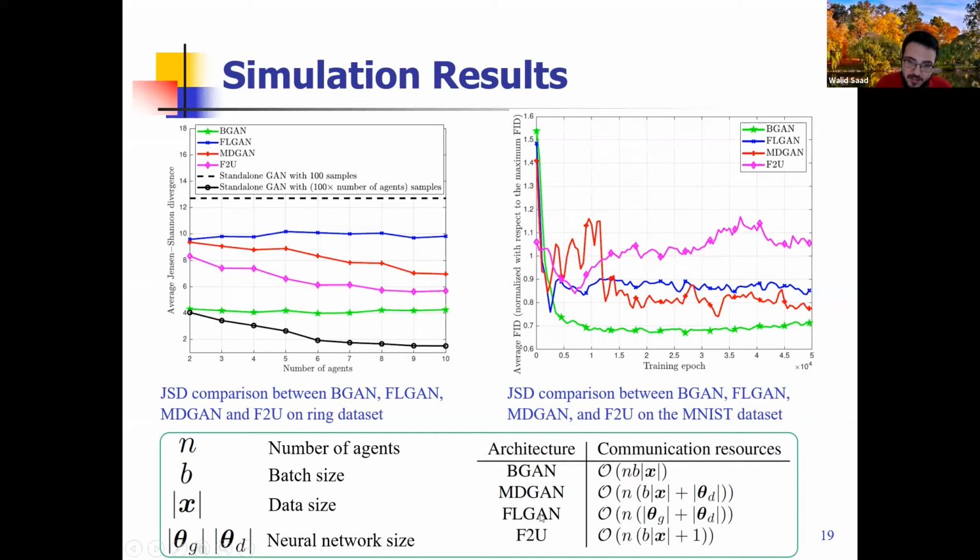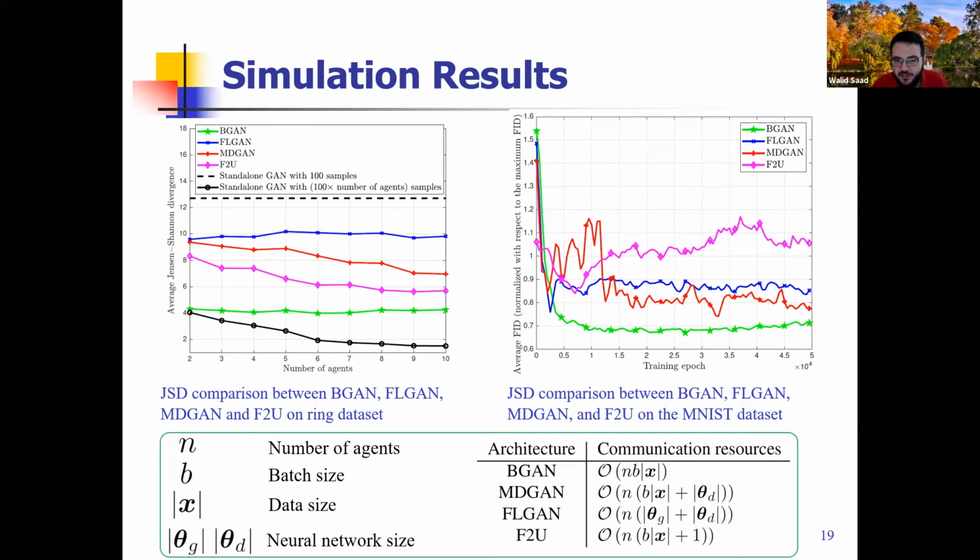Now, compared to FL-GAN, this is where things become different. You can see the N is common, so it's proportional to the number of agents. That makes sense. In our case, it's proportional to the batch size multiplied by the data input. In the FL-GAN, it's a function of the model parameters of the generator and the discriminator. So it really depends. If Bx is greater than theta_g plus theta_d, then we're worse in terms of communication resources, or we're better in the opposite case.